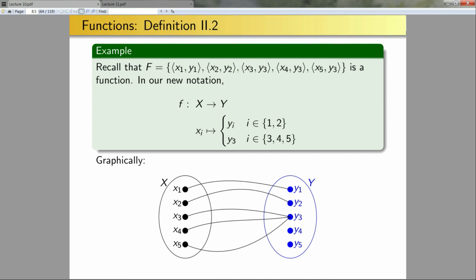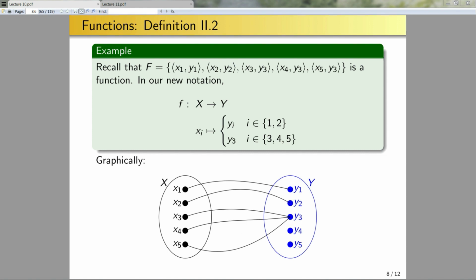Now, explicitly, this is a function because for any given value x, I send it to something over in Y, and only one thing. I don't fragment these values. For instance, x3 doesn't go to y2 and y3. It goes to a distinct, unique value.